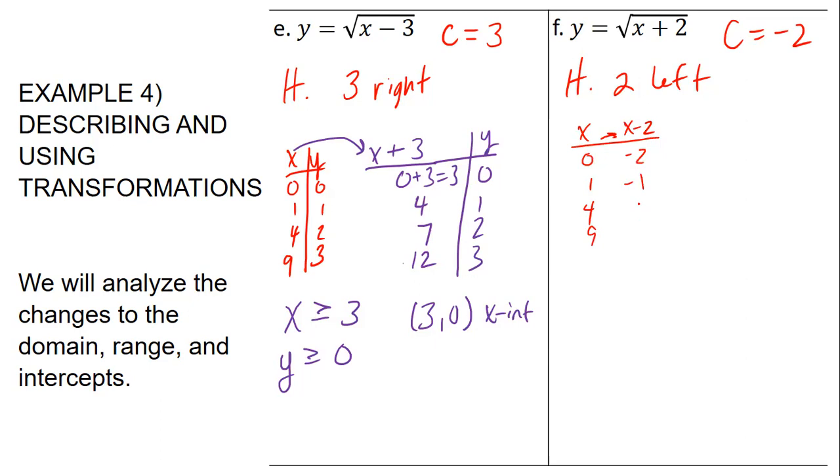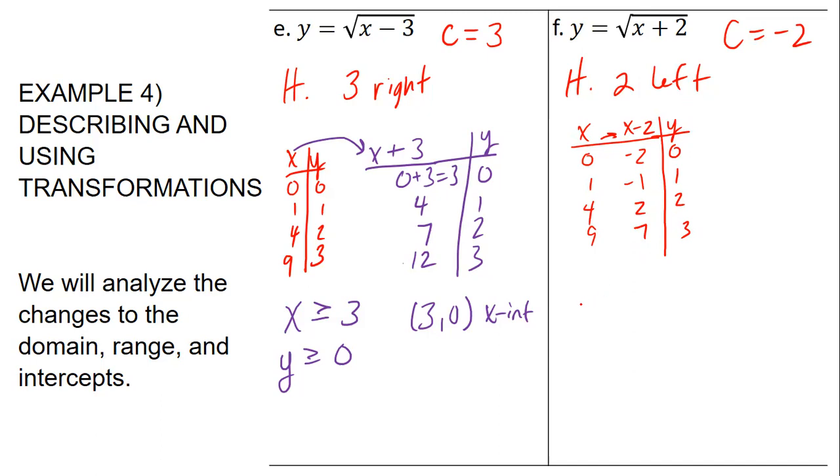Why did we choose 0, 1, 4, 9? So yesterday we talked about our parent function. Our parent function values for our square root are the smallest perfect squares, which are 0, 1, 4, and 9. So we're at -2, -1, 2, and 7. Did the y values of my parent function change? No. So they're still 0, 1, 2, and 3. So now I've shifted to the left. Make sense?